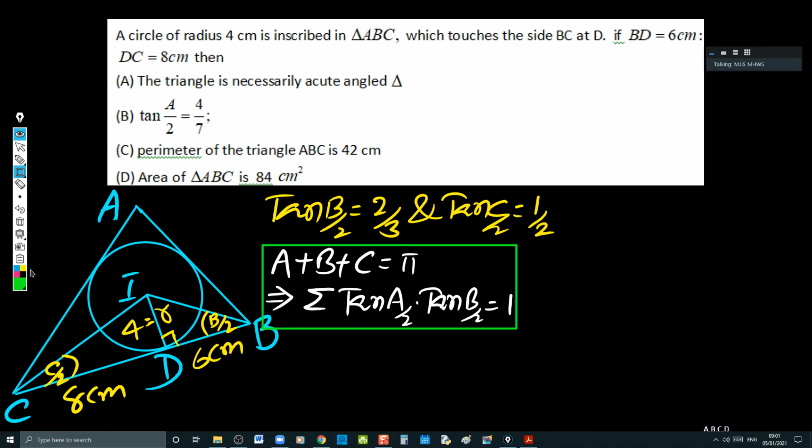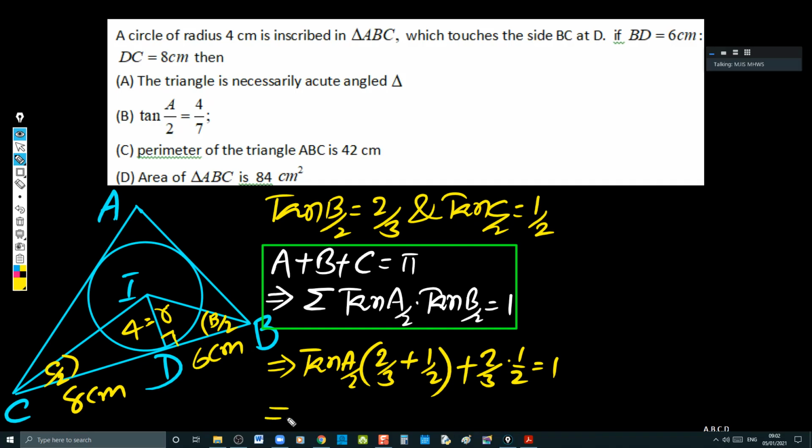नहीं सो अभी उठा गया, welcome to the class beta. So let us substitute this tan B by 2, tan C by 2 in this one to get tan A by 2. OK, so what should it be now? Therefore, tan A by 2, keep it as it is. Tan B by 2 is 2 by 3. Tan C by 2 is 1 by 2. That means tan A by 2 tan B by 2 plus tan A by 2 tan C by 2, and then what is remaining is tan B by 2 tan C by 2. Yes, sir. 2 by 3 into 1 by 2 is equal to 1.